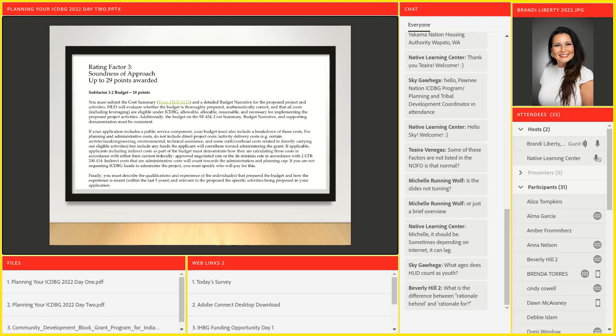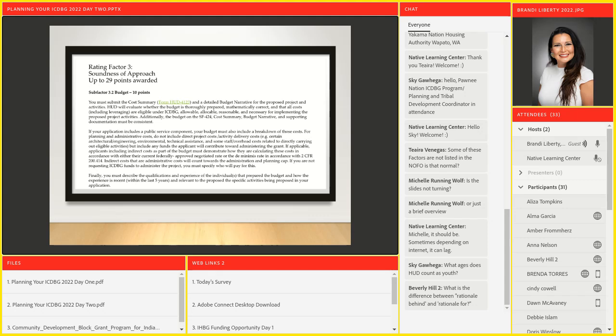For planning and administrative costs, you do not include direct project costs or activity delivery cost. So for example, those certain architectural, engineering, and environmental and technical assistance, or even your staff and overhead that are related to directly carrying out those eligible activities. But you will include any funds the applicant will contribute towards administering the grant.